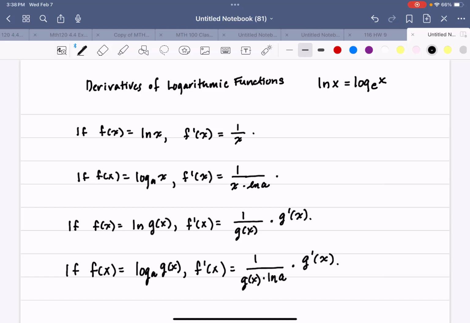If f of x is a logarithmic function with base a, that is a base other than e, so any base a but not base e, its derivative, f prime of x, is 1 over x times the natural log of a. Now, in both of these cases, the internal, or the argument of the log, is just x, so no derivative, or actually the derivative is 1.